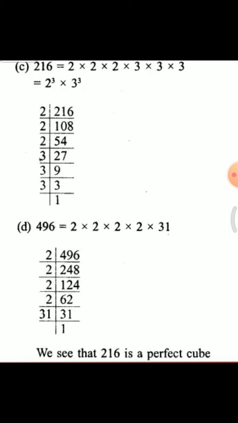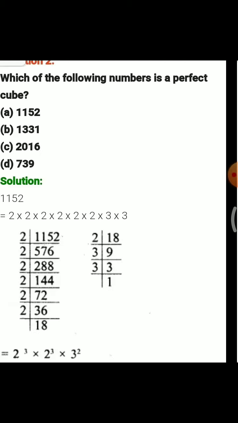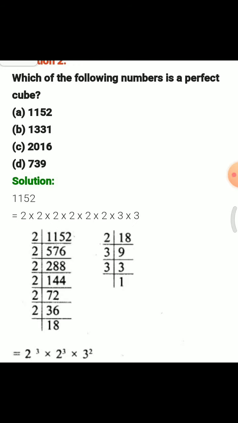After that you find 496. So for 496 you find all the prime factors. In this form you see here only 216 is a number which is in the form of a perfect cube. Okay guys, so option C is right. Next question: which of the following numbers is a perfect cube?